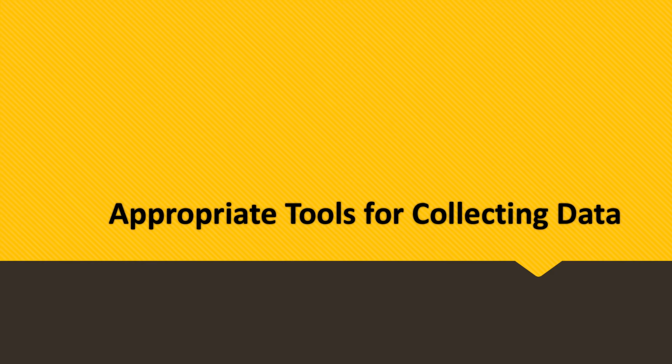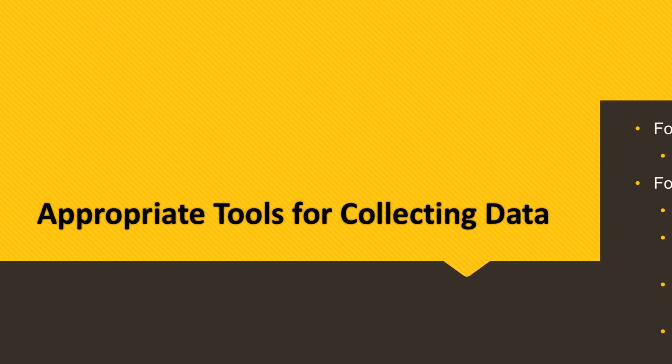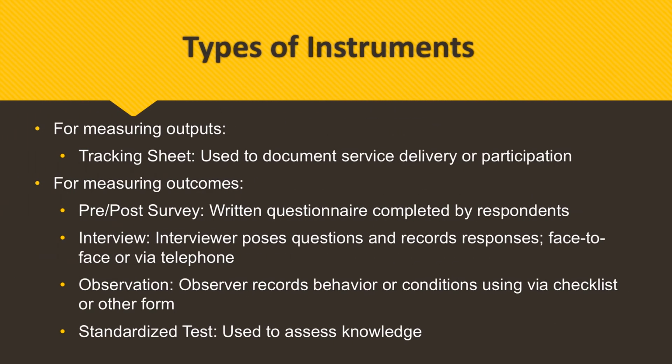Section 2, Appropriate Tools for Collecting Data. When measuring your outputs and outcomes, there are various instruments or programs that we can select from. Typically, for outputs, your program will track the unduplicated number of people served, products created, or programs developed, and thus tracking sheets or logs are commonly utilized. Your outcome metrics measure the changes that occurred after you provided your services.